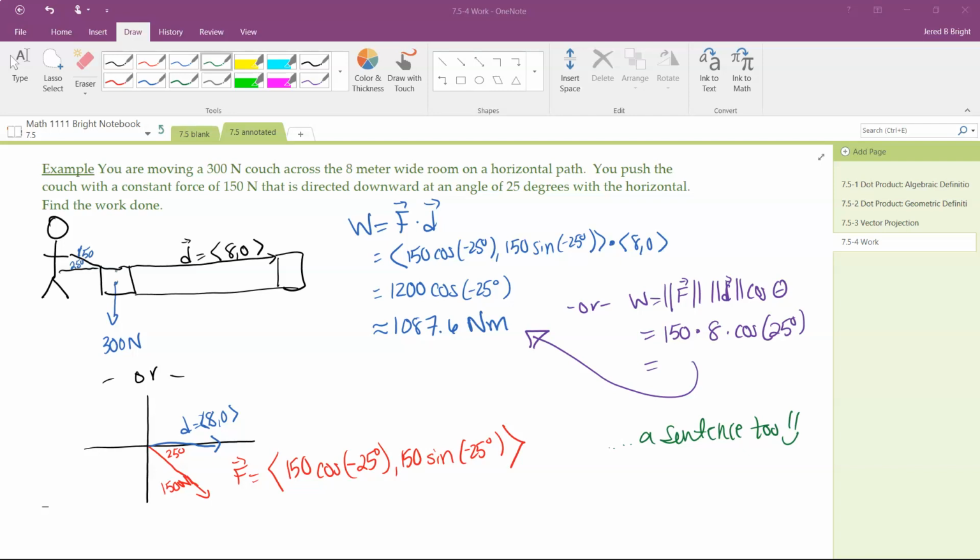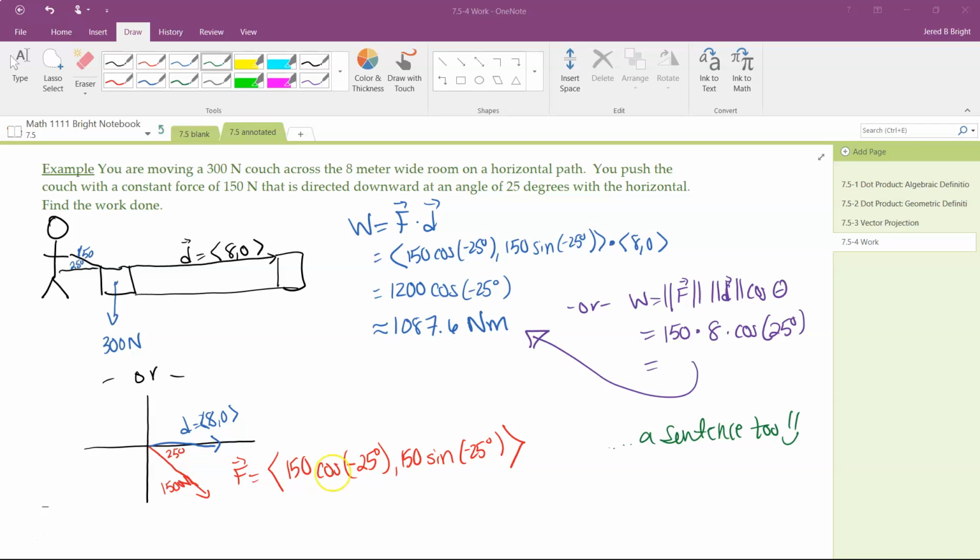But the idea is that we're pushing down now, kind of at a diagonal, applying 150 newtons of force. Newtons is just another unit of force, just like pounds is a unit of force. And so we are applying that at an angle of 25 degrees, and we're moving it 8 meters across the room. If you want to translate this to a Cartesian coordinate system, D would be going completely horizontal, and then F is 25 degrees from the horizontal.